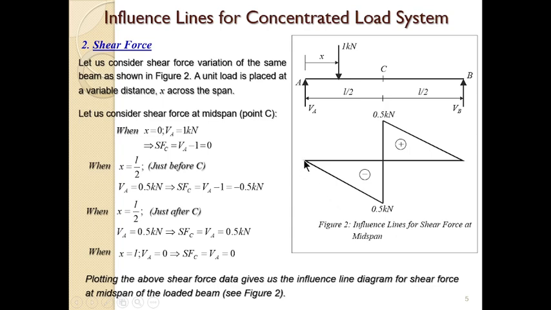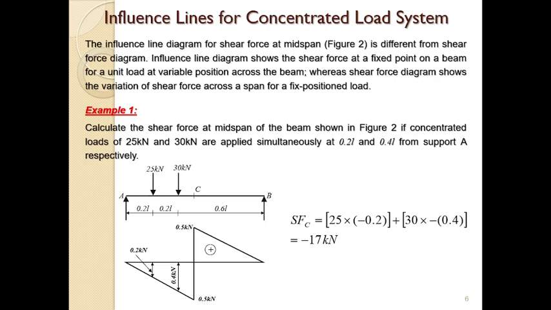So you see the influence line. This is when x equals to 0, shear force is 0. When x is equal to L over 2, just before C, you have minus 0.5. When it is just after C, you have 0.5. So this is negative, this is positive. And when x equal to L, you have the shear force is 0. So that's how we plot it. So this is the influence line for shear force at midspan of that beam. We can go ahead, let's solve an example.